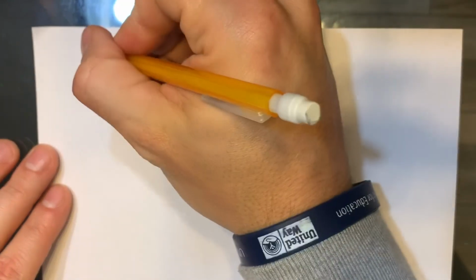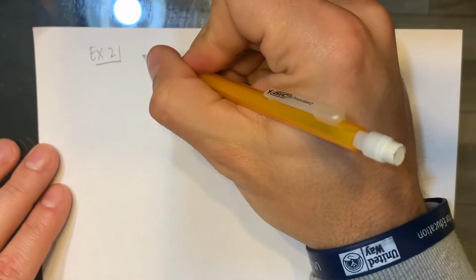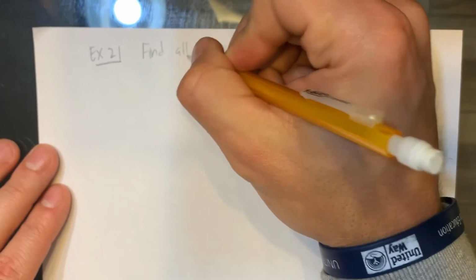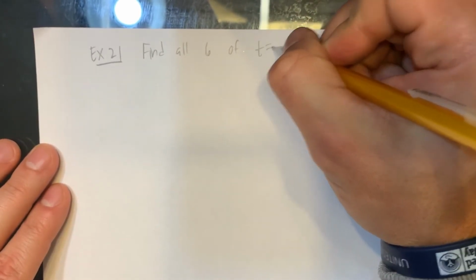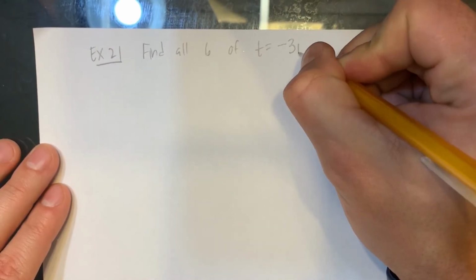In the next example, I want to do one of the quadrant angles. So we have example 2. Let's do the same thing. Let's find all 6 of the trig functions, let's go negative 3 pi.